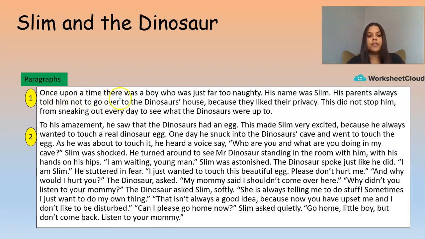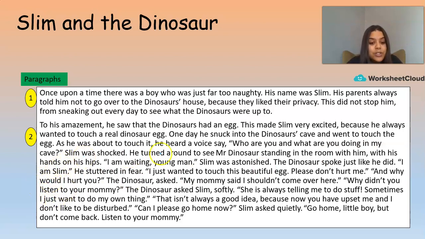Once upon a time, there was a boy who was just far too naughty. His name was Slim. His parents always told him not to go over to Dinosaur's house because they liked their privacy. This did not stop him from sneaking out every day to see what the dinosaurs were up to. To his amazement, he saw that dinosaurs had an egg. This made Slim very excited because he always wanted to touch a real dinosaur egg.